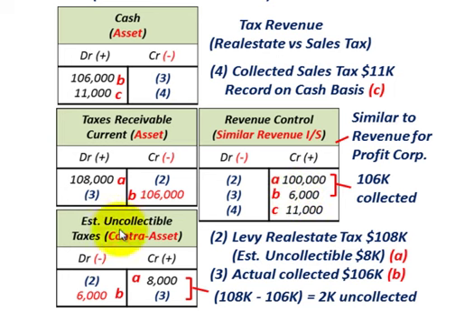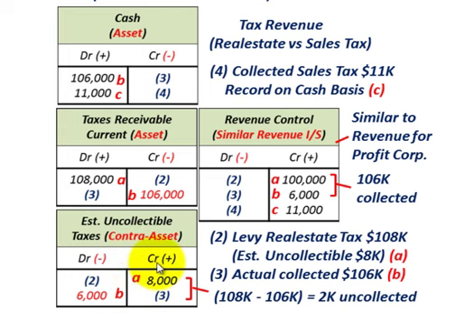Now we have to go down and make an adjustment here to the estimated uncollectible tax. So originally estimated $8,000 here. Now the adjustment is we really have only $2,000 that we are uncollected. We collected 106,000 of the 108,000. So the adjustment goes into estimated uncollectible taxes, debit that here for $6,000. So our net amount here in estimated uncollectible taxes is only $2,000.